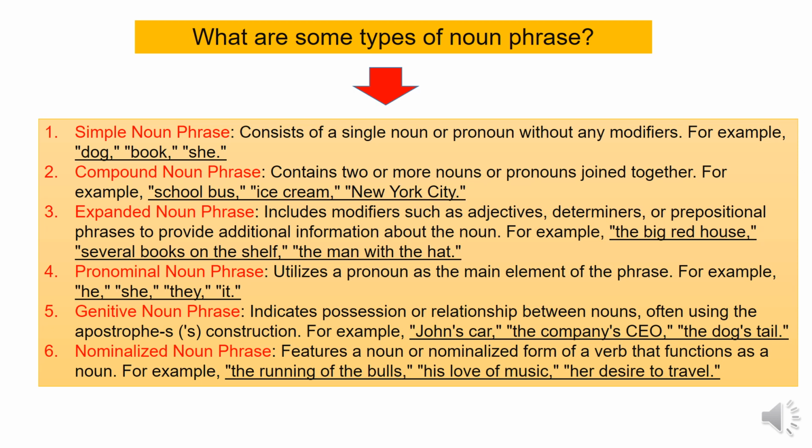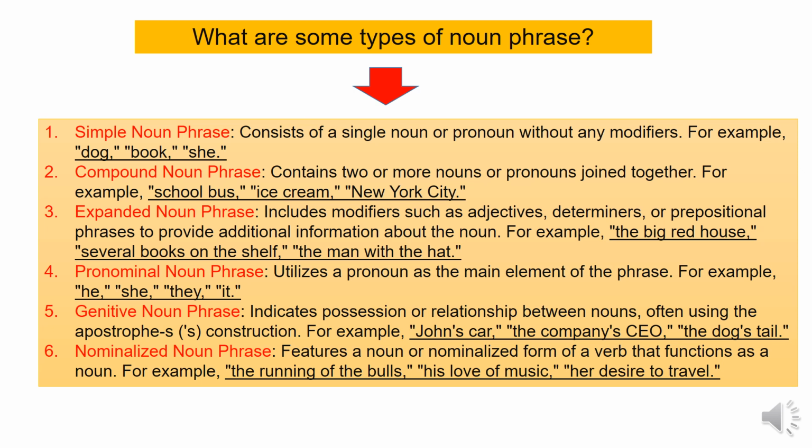So number five, genitive noun phrase. This is characterized by possession followed by a noun. Like John's car, this is the car owned by John. The company's CEO, so the CEO of the company. The dog's tail, the tail of the dog. This is a noun phrase.